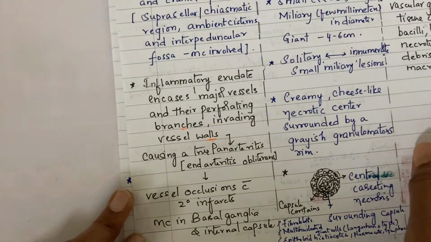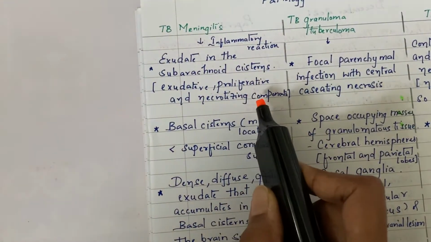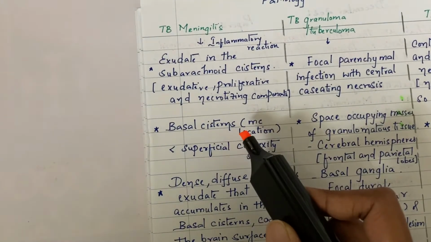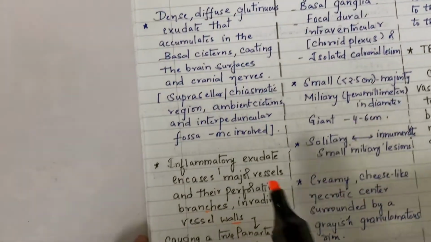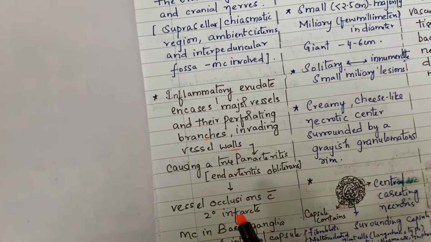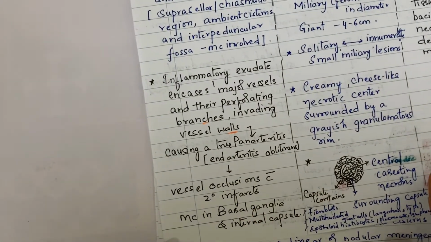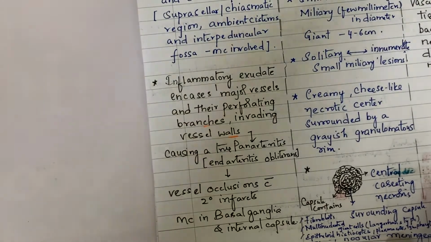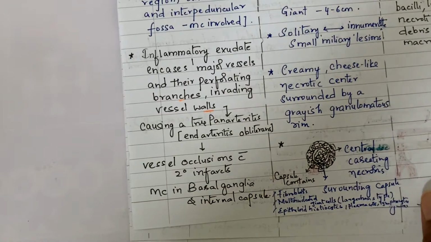So the exudates are exudative, proliferative and necrotizing components. Basal cisterns are most commonly involved, even the brain surface is involved. Then they involve the vessels. Due to involvement of the vessels, there will be panarteritis. So vessels get occluded, and due to occlusion of the vessel, there will be infarcts. Most common location is basal ganglia and internal capsule. When you get a case of TB meningitis, look for exudates mostly in the basal cisterns. Then go and see the vessels, and also whether they are narrowed.